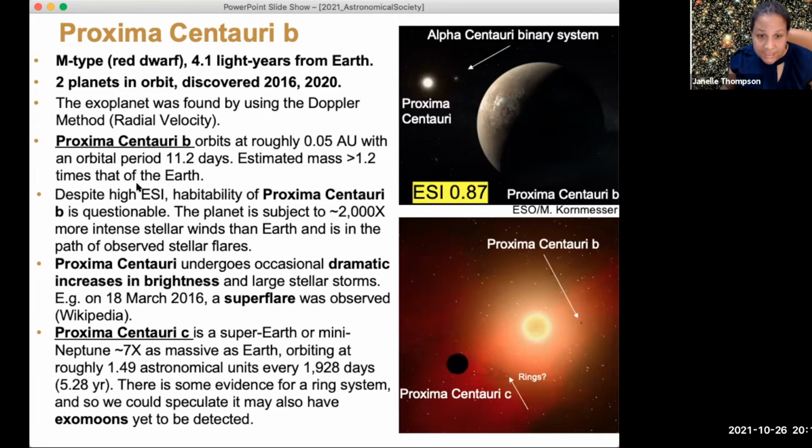The second planet in this system, Proxima Centauri c, is thought to be kind of a super Earth size, mini Neptune size. It's 7 times as massive as Earth. And see down here, it orbits once every 5.28 years. There's also some evidence that there might be a ring system around this planet. It would be really amazing to potentially visit the system someday and learn about another solar system.